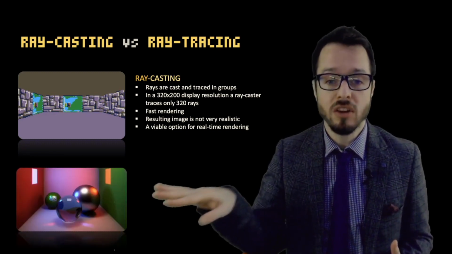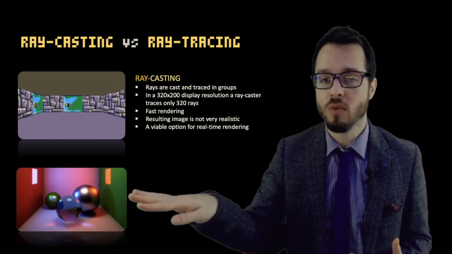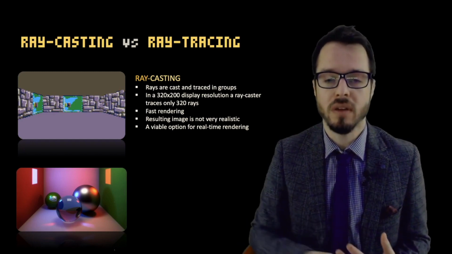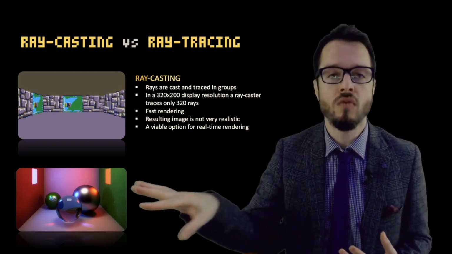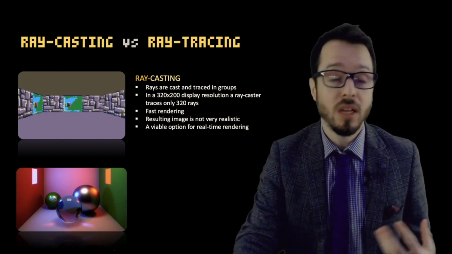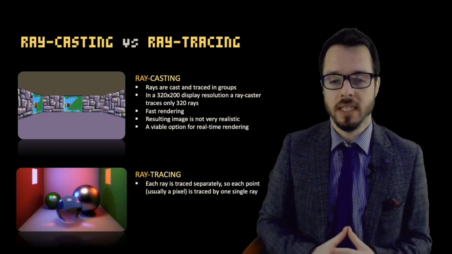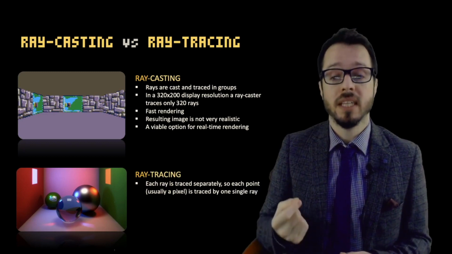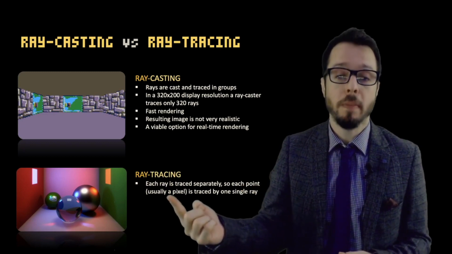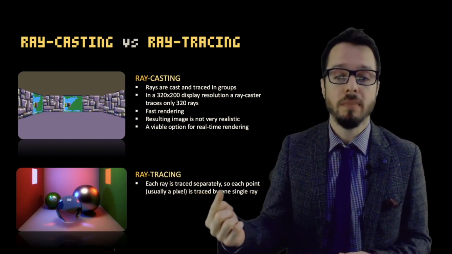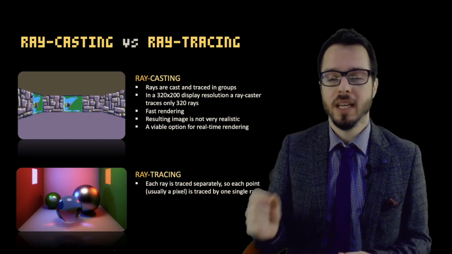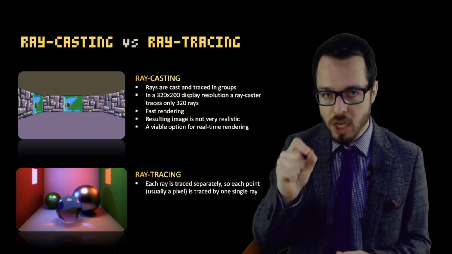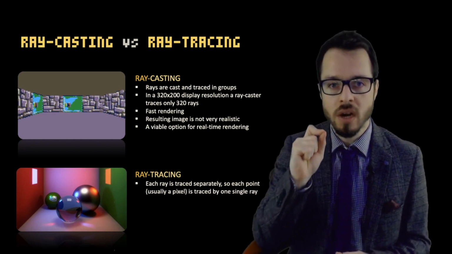So in the ray tracing world, this is a very classic ray traced image. This is an image provided by NVIDIA, a very classic one that you can find online. This is an example of a ray tracing image. In the ray tracing world, the difference is that each ray is traced separately. That means that each pixel is traced by one single ray. Do you see the difference? Here, for each one of the pixels of my image, one by one, I have one ray.